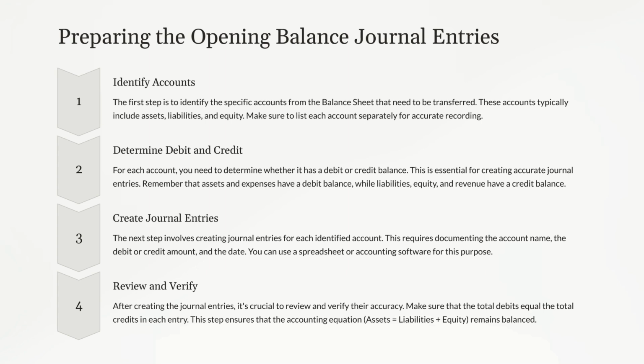Review and verify. After creating the journal entries, it's crucial to review and verify their accuracy. Make sure that the total debits equal the total credits in each entry. This step ensures that the accounting equation, assets equals liabilities plus equity, remains balanced.